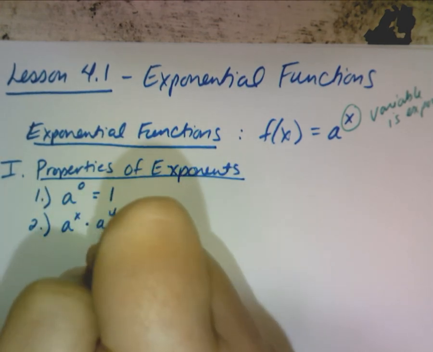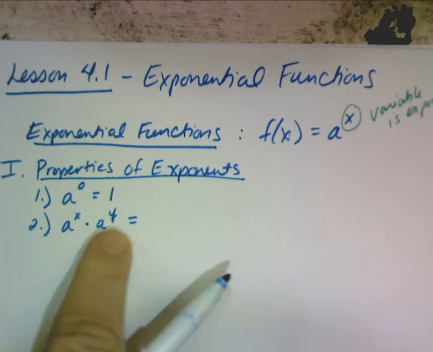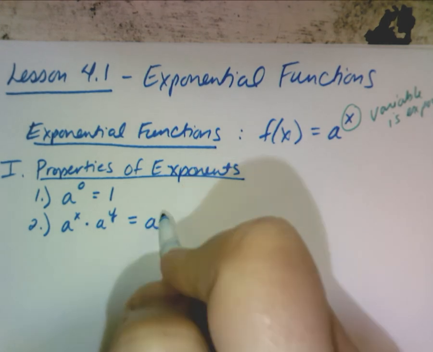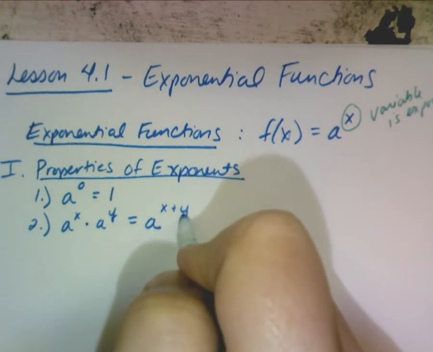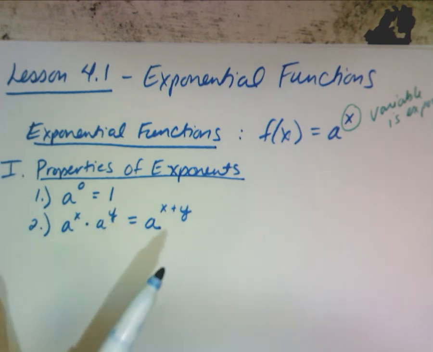Next property, two bases with two different exponents. If the bases are alike, what do you do to the exponents? Add them. Keep one base, add the exponent. Do not tell me if this was like 2^3 times 2^4, oh, it's 4^6. It drives me insane. Keep one base, add the exponents.